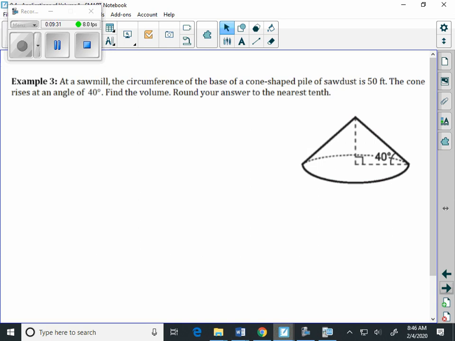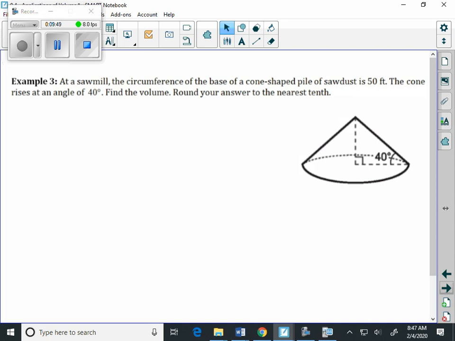Number 3. At a sawmill, the circumference of the base of the cone-shaped pile of sawdust is 50 feet. The cone rises at an angle of 40 degrees. Find the volume and round your answer to the nearest tenth. Again, another good OST question.